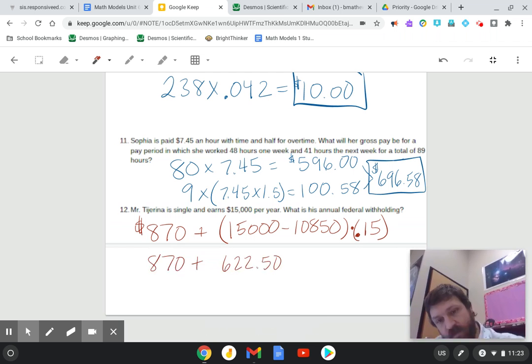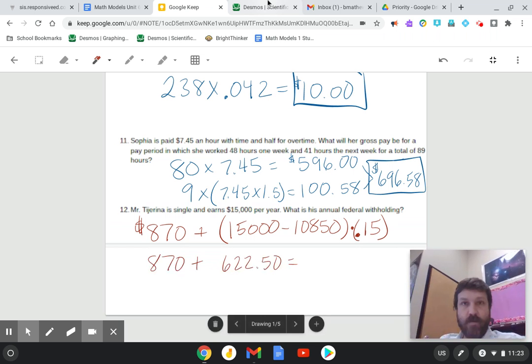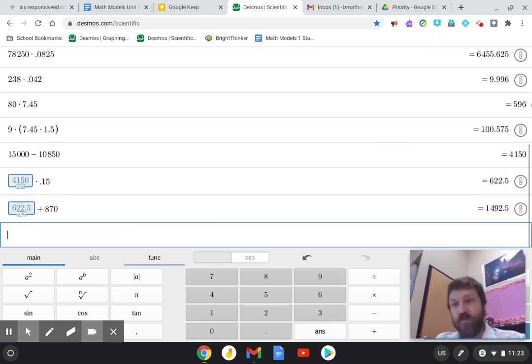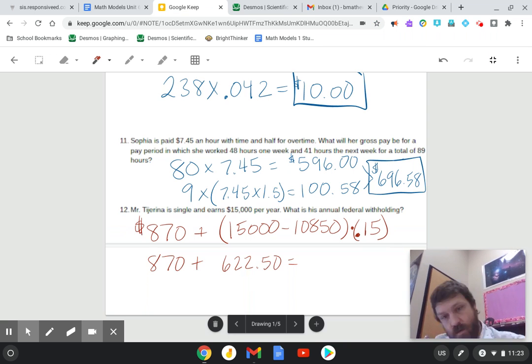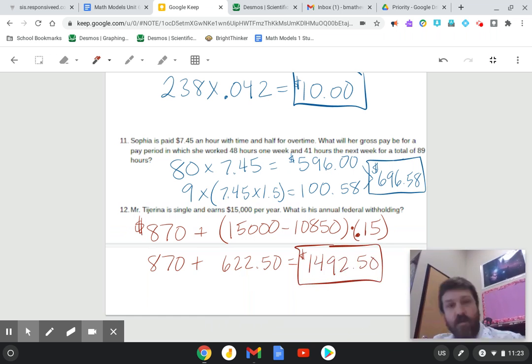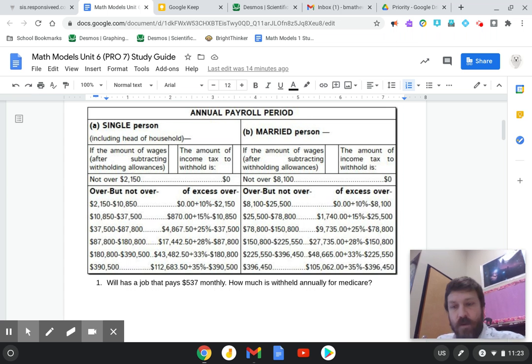So we do 870 plus that. 870 plus 622.50 is 1,492.50. And that's the amount of withholding. So that's how you use this chart. You find the line, and then within that, you need to do what it says. It gives you the total for that line, and then you need to do whatever percentage of what's left after you subtract the number there. All right.